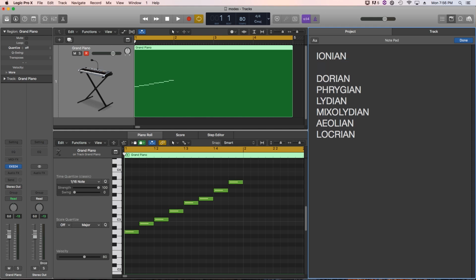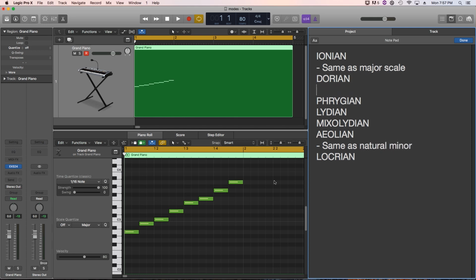Now, we already said Ionian is already just a major scale. So I'll just say same as major scale. And we said the Aeolian scale is the same as natural minor. So I'll say same as natural minor. All right. Dorian. Dorian is just like natural minor, except that it has a raised sixth.